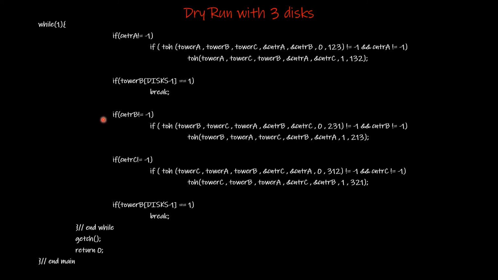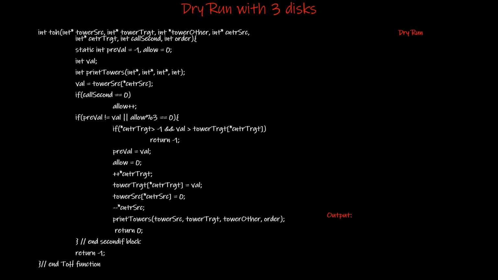We then go to the next if condition, is B empty. This is done because we are now shifting the focus to tower B. B is not empty, and therefore the condition is true, and therefore we go to the next if condition, that is executed with source tower as B and destination tower, or target tower, as tower C, and with these values for other parameters. So we go back to tower edge. This is our tower edge function, again with the source as B and target as C.